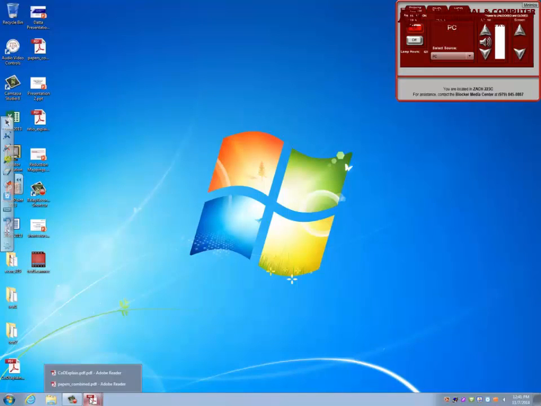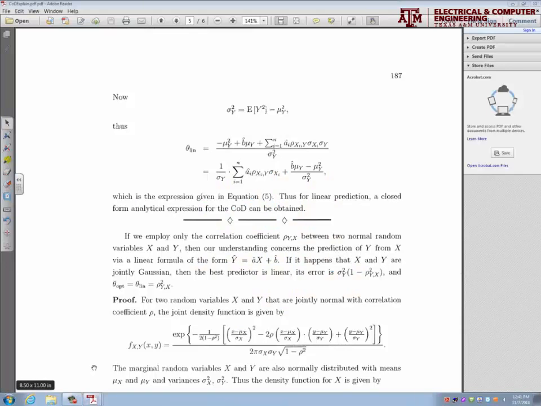I was on the last page of this COD explanatory handout, or explanatory material. I was on this page, and we had derived this analytical expression for the COD in the case where you're doing linear prediction of one random variable using the other one.